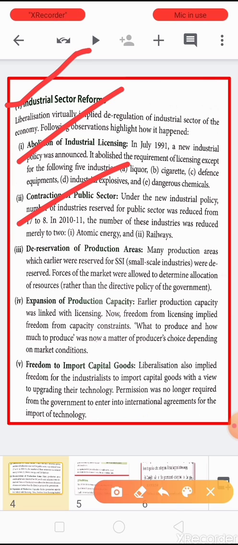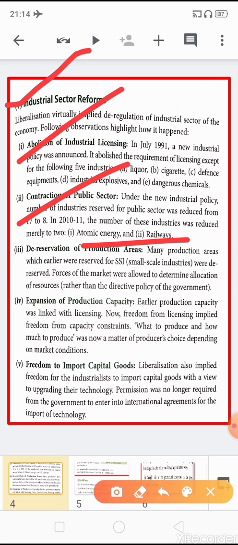So in July 1991, there was a reduction in the total number of public sector industries. Previously, it was 17 industries which were reserved as public enterprises. Now it is reduced from 17 to 8 only. And further, we can say that in the year 2010-11, the number of these industries was reduced to only two. The first one is atomic energy and the second is the railways.